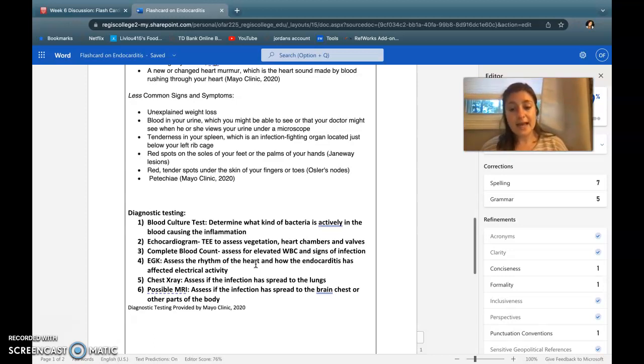A complete blood count is also done and kind of standard for all our patients, but to assess for an elevated white blood cell count, just as a sign of infection and inflammation. Then they'll do an EKG, so again, assess the rhythm of the heart and how the endocarditis has basically affected the electrical activity within the heart.